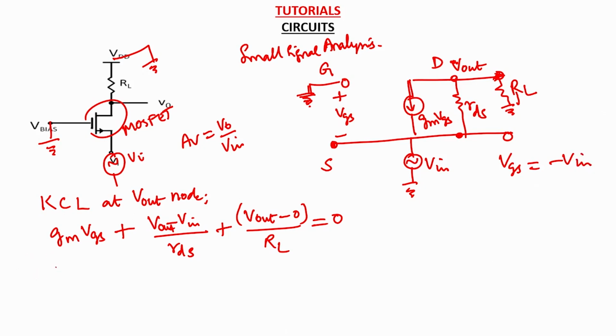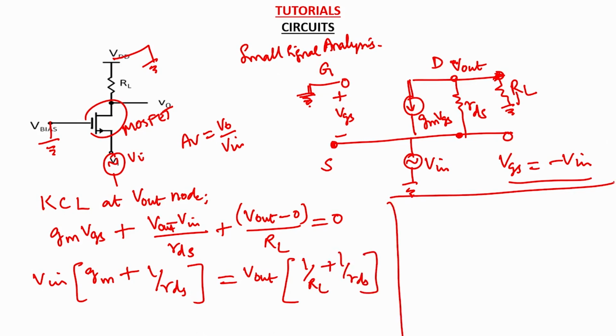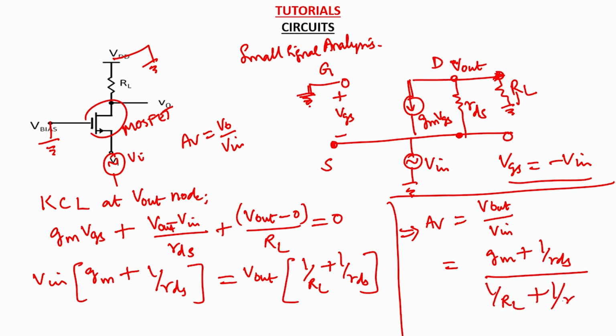So substituting values and rearranging, you substitute that VGS is minus V in and rearrange all the terms. You can find that V in into (gm plus 1 by RDS) is V out into (1 by RL plus 1 by RDS). So now Av, which is V out by V in, is (gm plus 1 by RDS) by (1 by RL plus 1 by RDS).